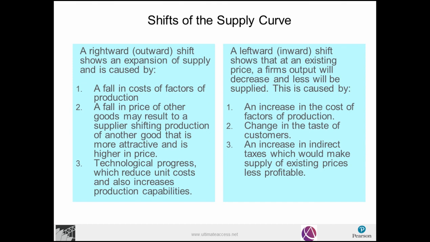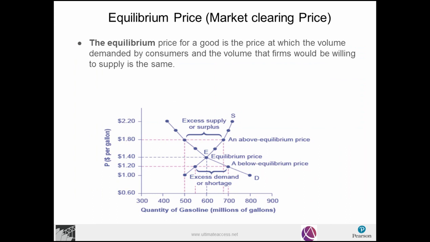Now, a leftward shift basically means that at the same price, okay, you are supplying less. Now, this would be caused by an increase in the cost of production, because you realize if the cost of production has increased, then it's going to affect your profits. A change in the taste of customers, if they don't like what you're supplying, then that means you might supply less. And then indirect taxes like VAT or value-added tax might also affect your supply.